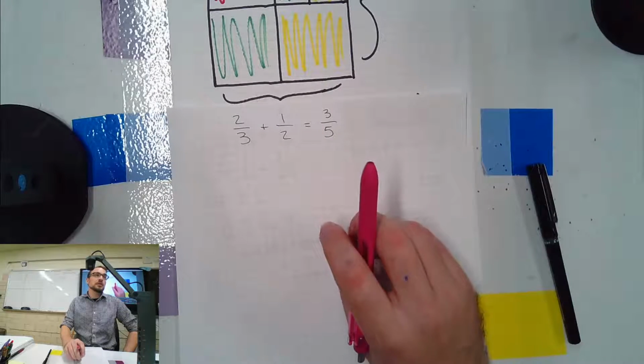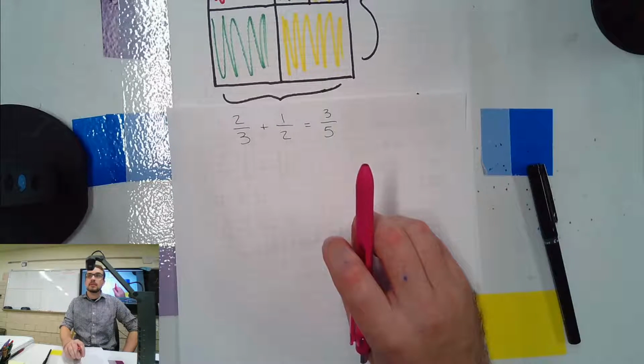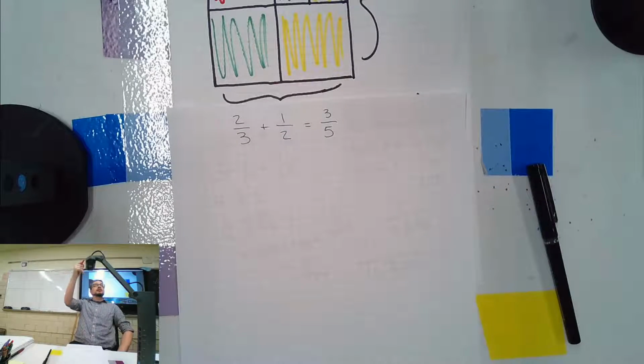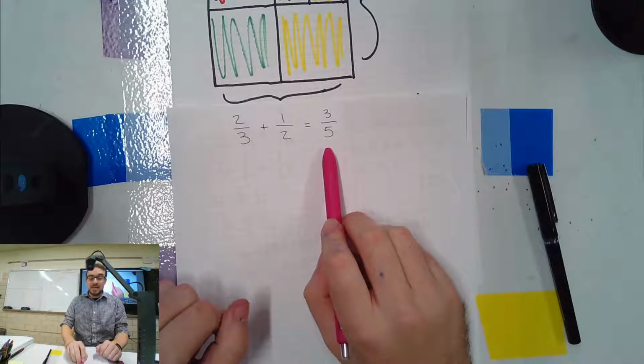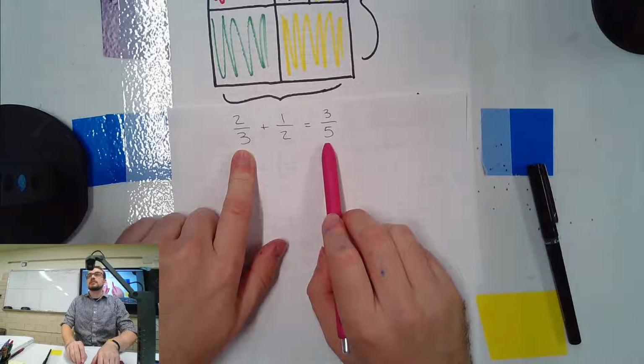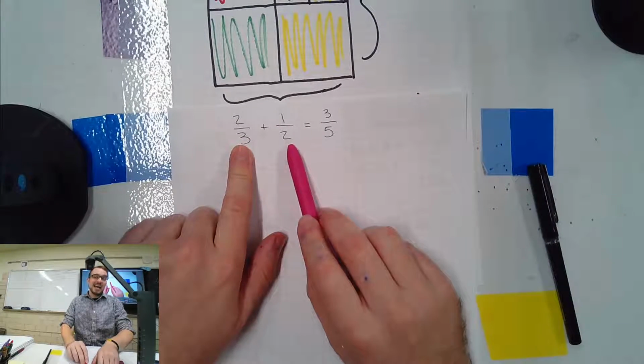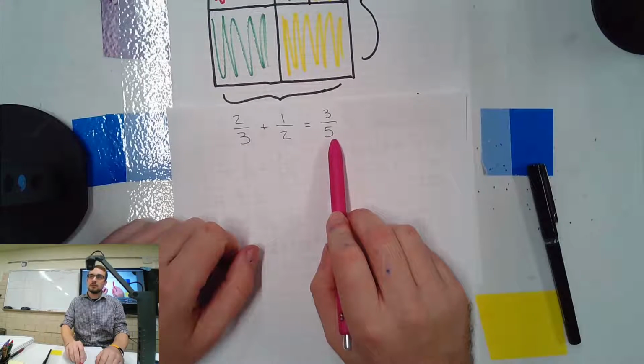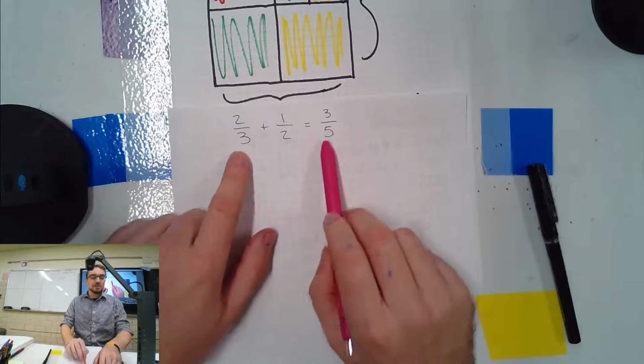Nope, that's only multiplication. Bring it back. 3/5, bigger than a half or smaller than a half? All right, which is bigger, 2/3 or 3/5? 2/3. So you're telling me we're taking a number that's big and adding a half to it, and we're getting a number that's smaller? Yes. 3/5 is smaller than 2/3.